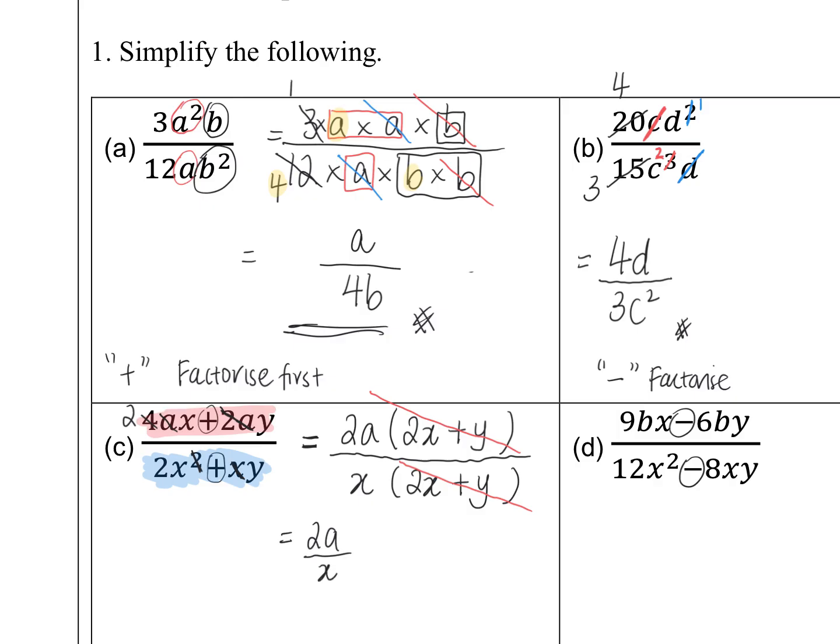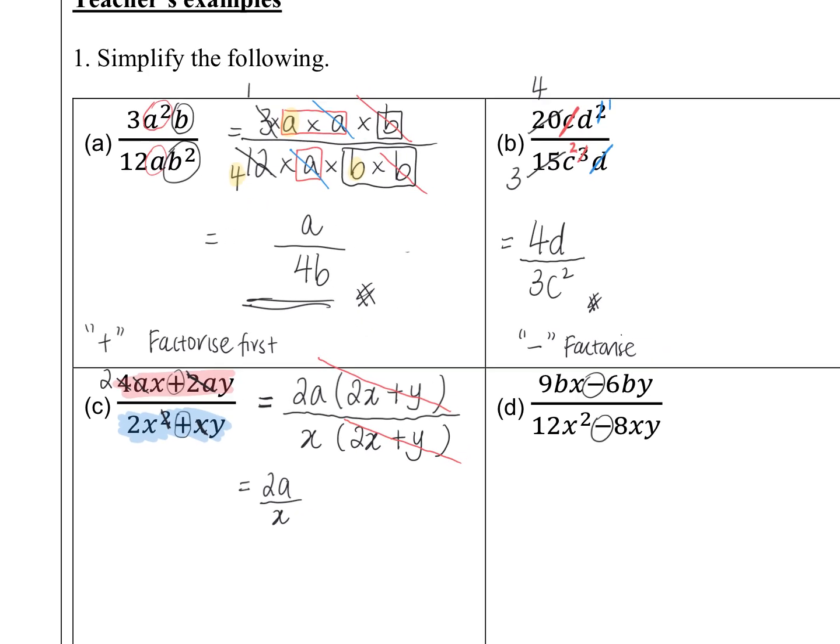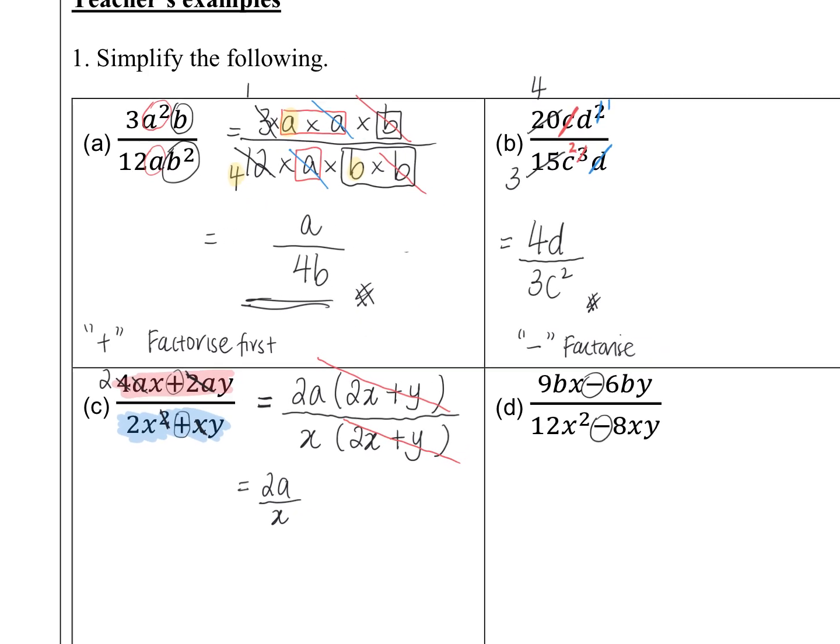So when you see plus or minus in your fraction, you must factorize first. Remember that you cannot cancel them one by one. You must group them first. Okay, so this is the important thing for question 1. So the 2A is from the top.